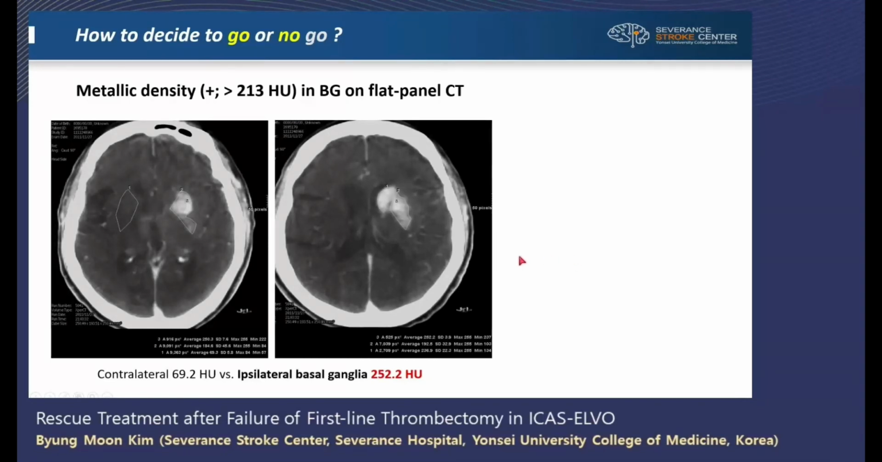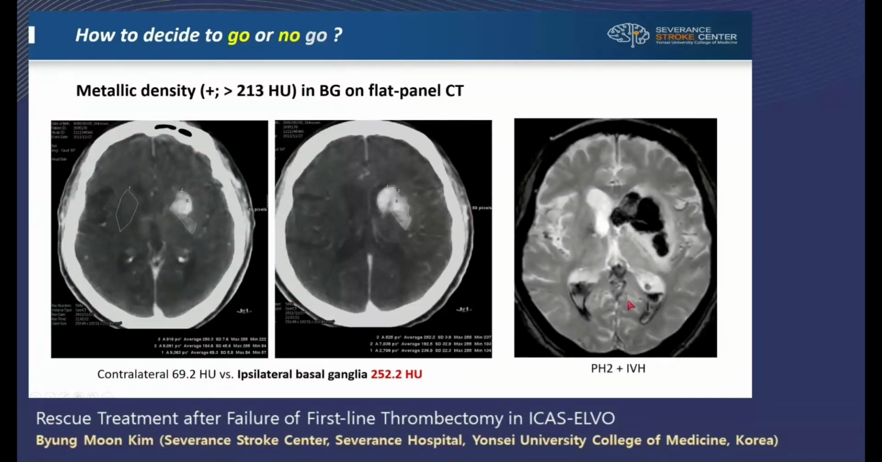How to decide to go or no go? If a flat panel CT after recanalization shows metallic density at basal ganglia. Metallic density is defined by 213 Hounsfield unit on flat panel CT. Follow-up MRI shows symptomatic basal ganglia hemorrhage with IVH. This case should be decided to no-go.